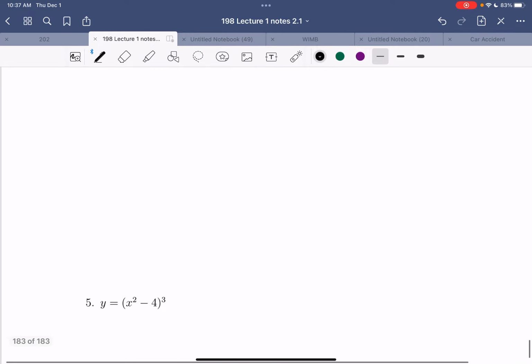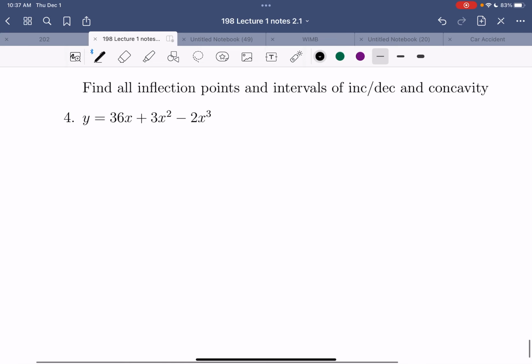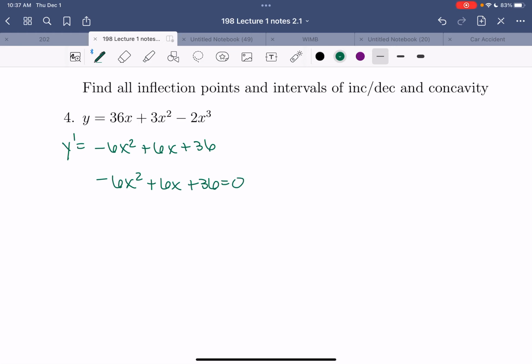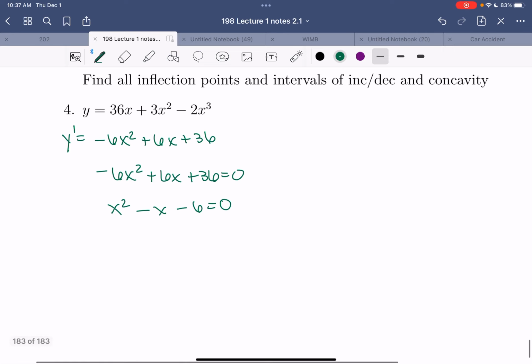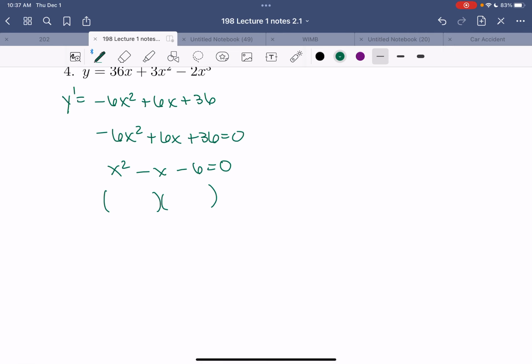All right, and lastly, number 4 and 5. Find all inflection points and intervals of increasing and decreasing. Okay, first derivative here, so y prime is going to be, and I'm going to reverse it, so I'm going to go right to left. Negative 2 times 3 gives me negative 6x squared plus 6x plus 36, and I'm setting that equal to 0. I'm going to divide through by negative 6, so that's going to be x squared minus x minus 6 equals 0. And I'm looking for two numbers that multiply to negative 6 but add to negative 1. I'm going negative 3, positive 2. Put in my x's. And that gives me two critical points, x equals 3 and x equals negative 2.